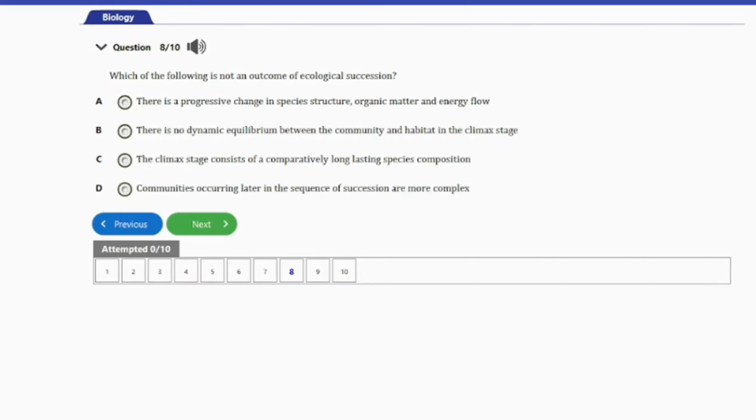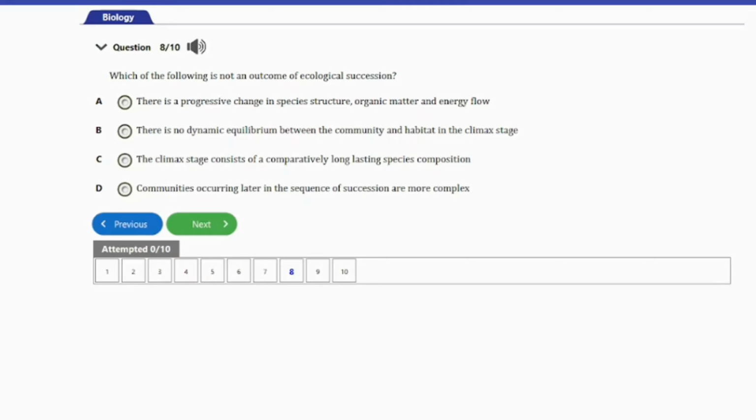That's question number 8 here. It says, which of the following is not an outcome of ecological succession? We have A. There is a progressive change in species structure, organic matter, and energy flow. B. There is no dynamic equilibrium between the community and habitat in the climax stage. C. The climax stage consists of comparatively long-lasting species composition. And D. Communities occurring later in the sequence of succession are more complex. So guys, the answer to this question is option B here.